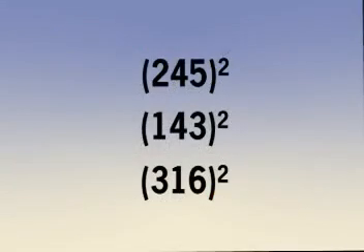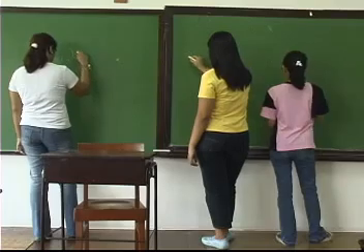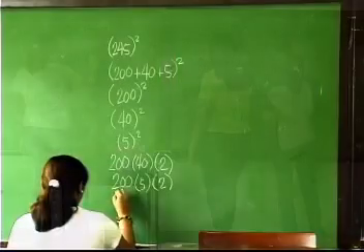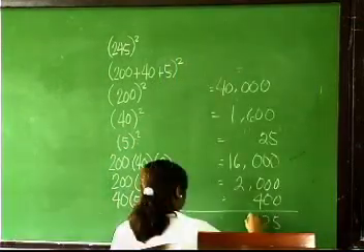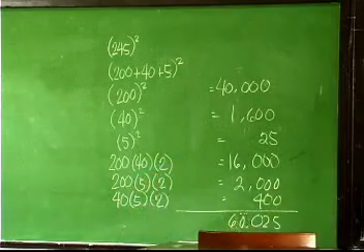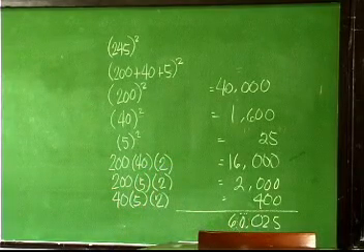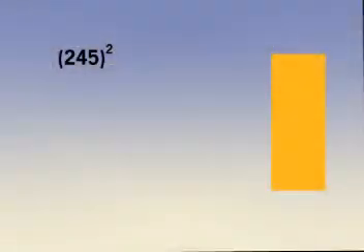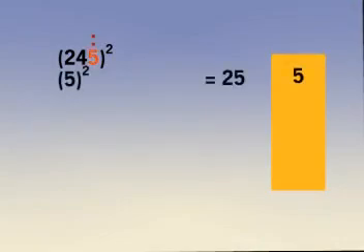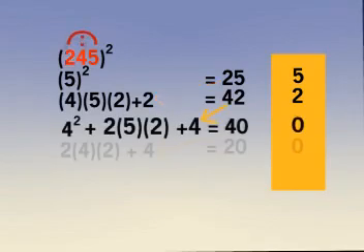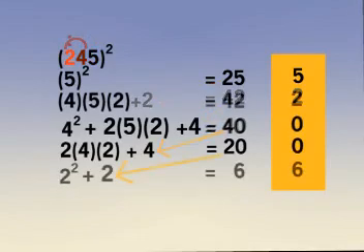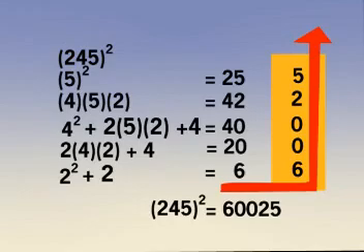Try these examples. I'll try the long method first. Total is 60,025. Let me try the faster method. They result in the same number, 60,025.